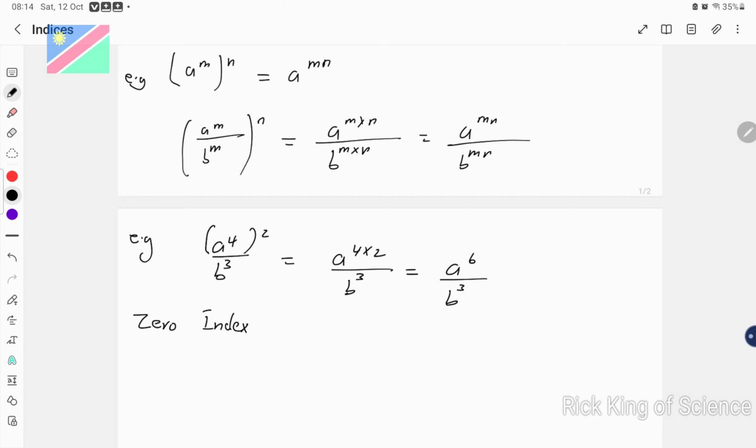So without knowing the law of indices, you cannot do indices. It's also the same with logarithm. Without knowing the law of logarithm, you cannot do logarithms. That's why the first step is always to know the law. Zero index law. That's our law number 4.